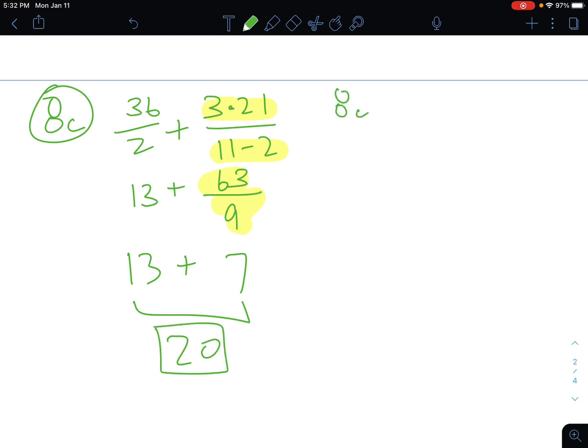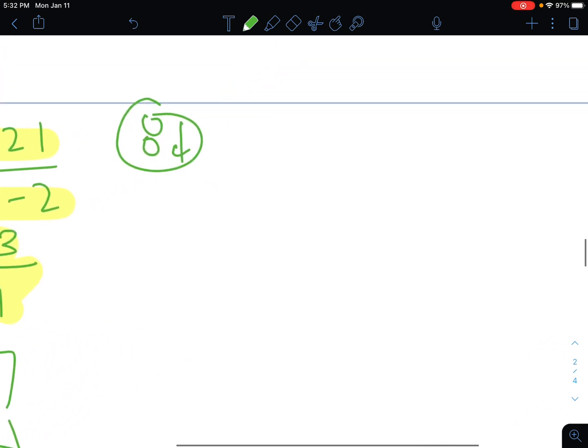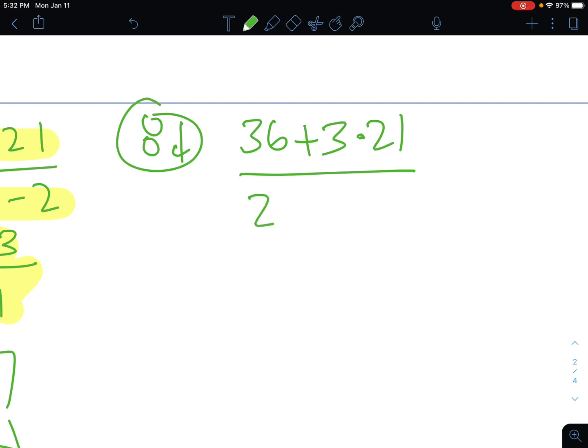Finally, 8D. 8D is another long one. 36 plus 3 times 21, over 2 plus 11 minus 2. So we can deal with the top and the bottom. At the top, we have 3 times 21. Simplify that. That is 63 plus 36. On the bottom, we are going to do 2 plus 11 minus 2.